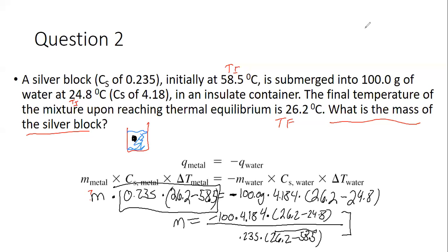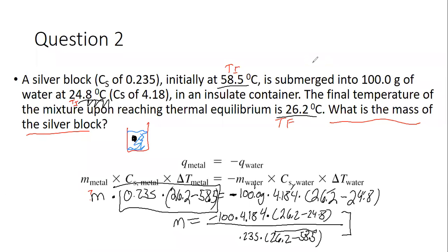How did you get the variables? M is unknown. CS is given in the problem for the metal. Delta T, the initial is given, final is given for the metal. So that's why I chose 26.2, that's water, my bad. Final is given as thermal equilibrium, so 26.2 is my final. Initially, it was 58.5. Mass of water is given. CS of water is given. Delta T, final was given 26.2. Initial is given 24.8.